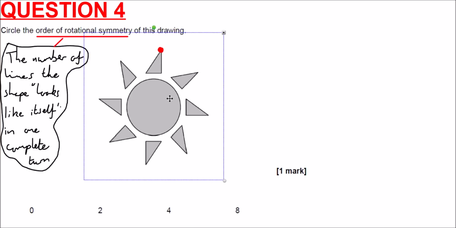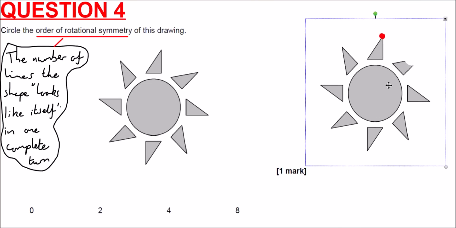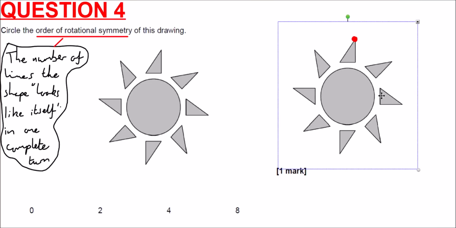And so this shape looks like itself 8 times. So the order of rotational symmetry of this shape is 8. And so that's the one we need to circle.